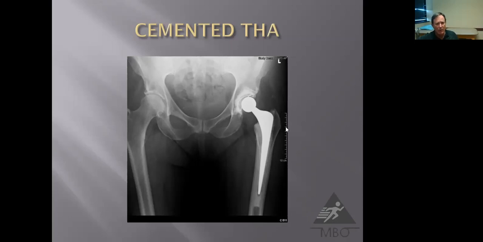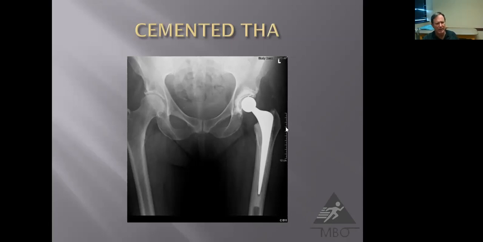So what's the sign of a total hip failing? Well, usually pain. Somebody comes in and says, "I was doing great and now I'm not. Now it hurts when I do this or that," or "My hip popped out of place." That's obviously a sign. But the most common one is pain in the groin or in the thigh.